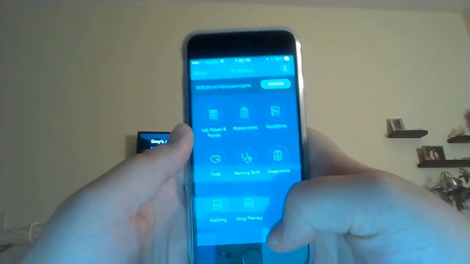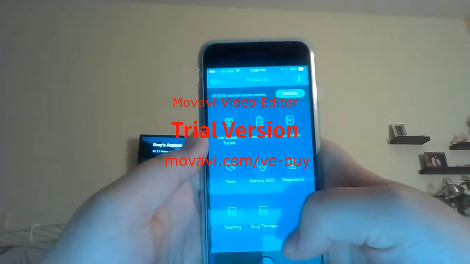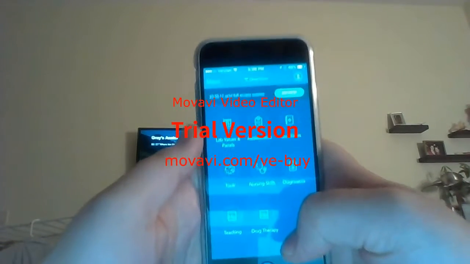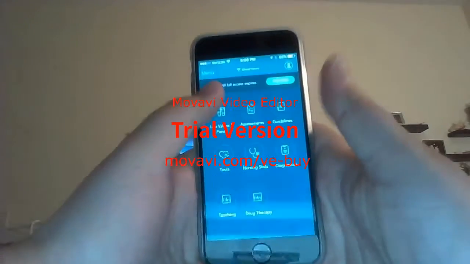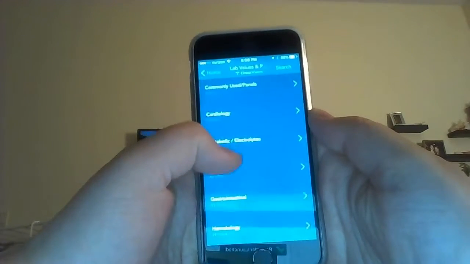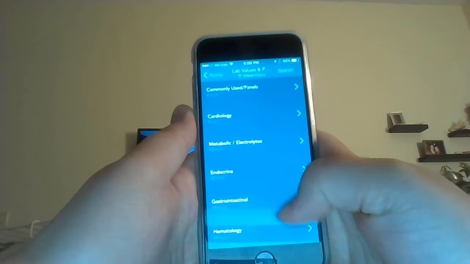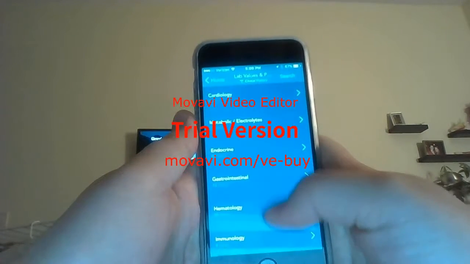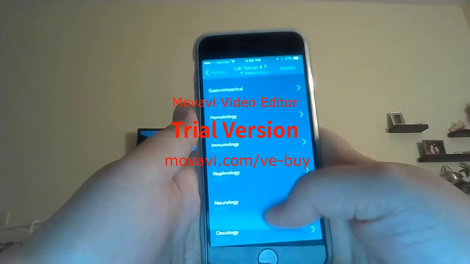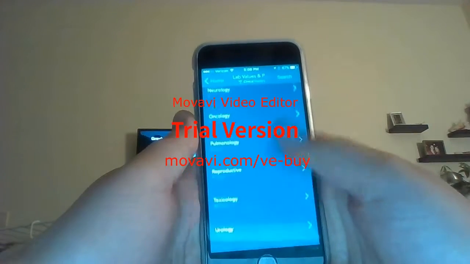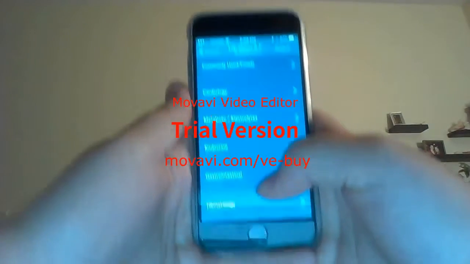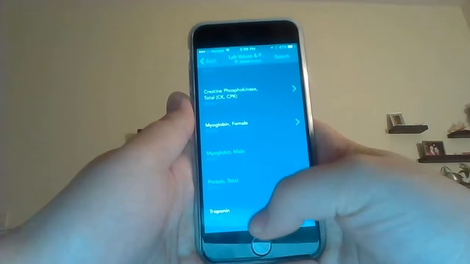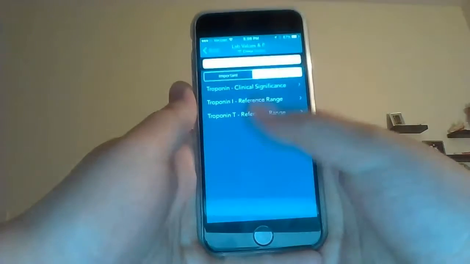So here you can look up different labs and values, assessments, guidelines, tools, nursing skills, diagnostics, some teaching, and some good old drug therapy. So we'll go under lab values and panels. And there's different options where you can choose from. The commonly used for cardiology, metabolic electrolytes, endocrine, gastrointestinal, hematology, immunology, nephrology, every ology there is. So we will go under cardiology, and here we can choose from different lab values. What I'm going to choose is troponin.